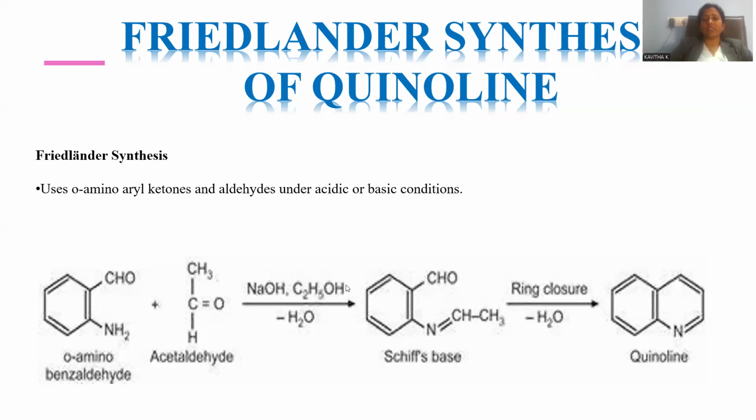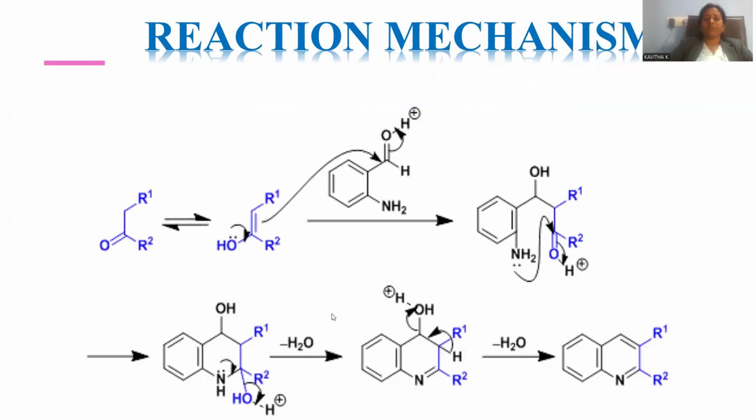This is the way Friedlander synthesis will be accomplished. A sequential mechanism is given for this Friedlander synthesis. For that purpose, we initially have a ketonic functionality that may be transformed into enolic form by means of tautomerism. The enol will react with this alpha amino benzaldehyde.